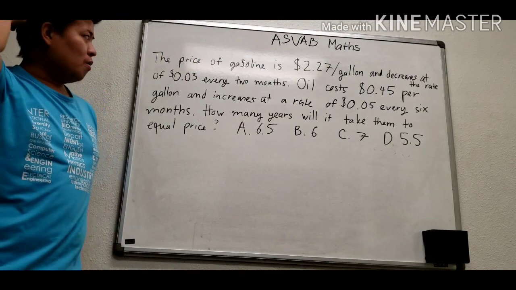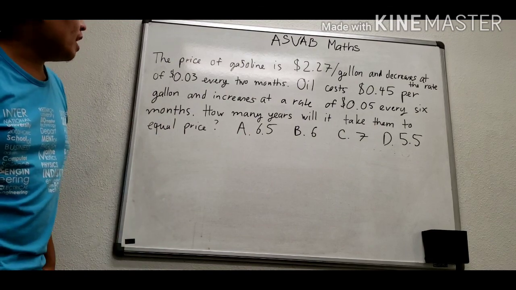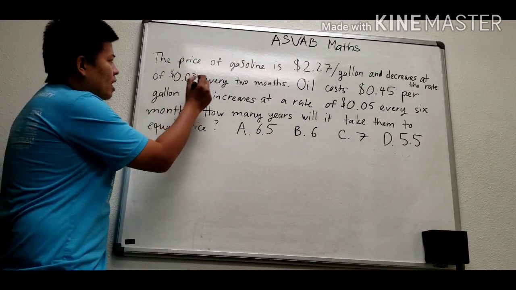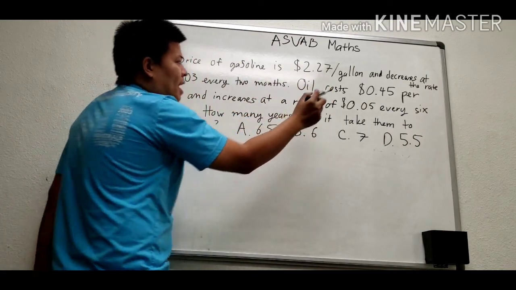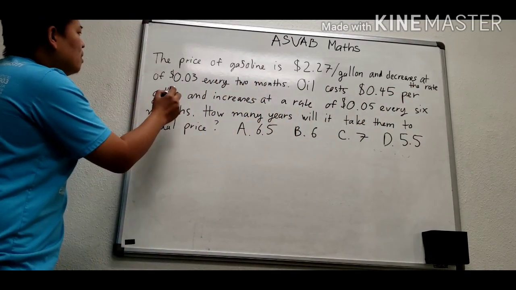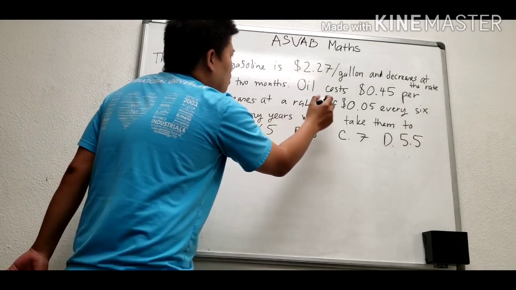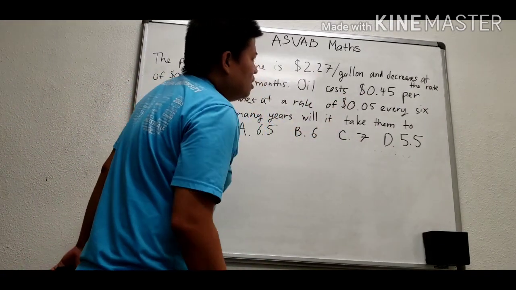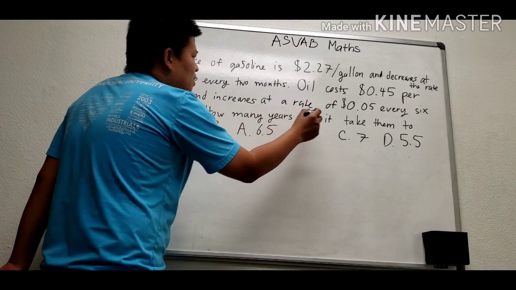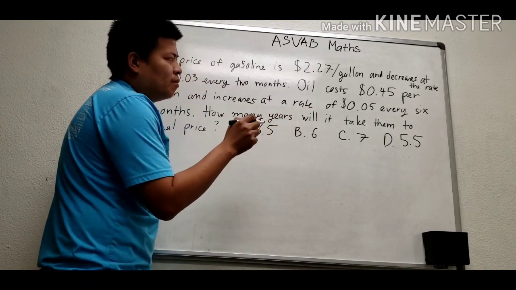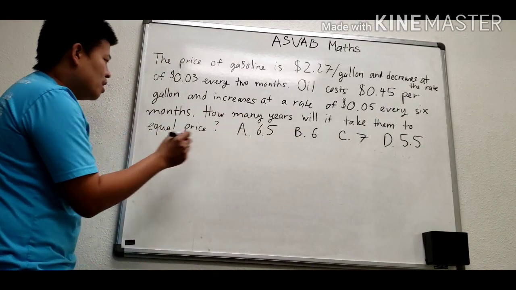So today I will talk about the ratio. I will use a real example and illustrate how to do the question. The price of gasoline is $2.27 per gallon and decreases at the rate of $0.03 every 2 months. Oil cost is $0.45 per gallon and increases at a rate of $0.05 every 6 months. How many years will it take for them to have an equal price?